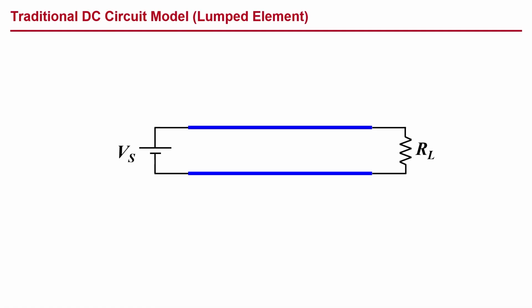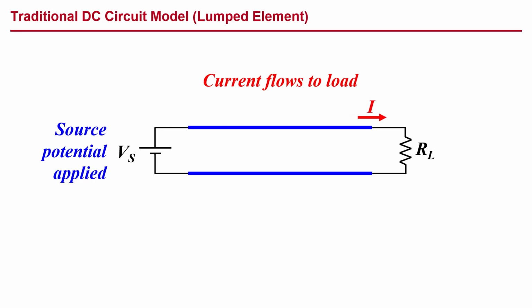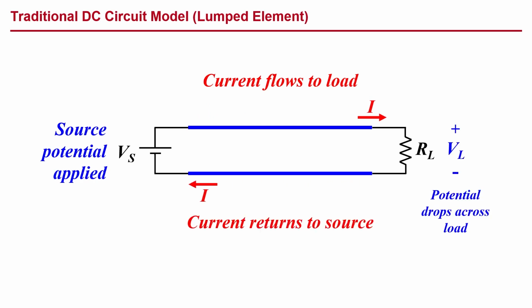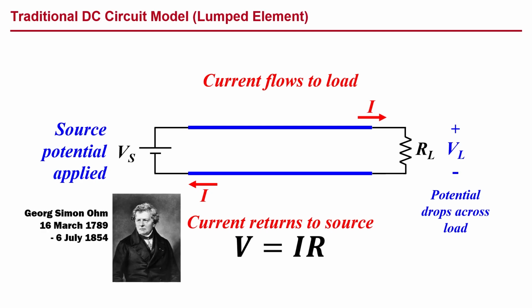Electrical engineers are first taught a traditional DC or lumped element circuit model in which some source potential is applied, current flows to a load, a potential is dropped across the load, and the current returns to the source. Our focus is on the potential, and we don't pay much attention to the current except as an annoying byproduct of having to drop potential across a load. You know, that old V equals IR Ohm's law thing.